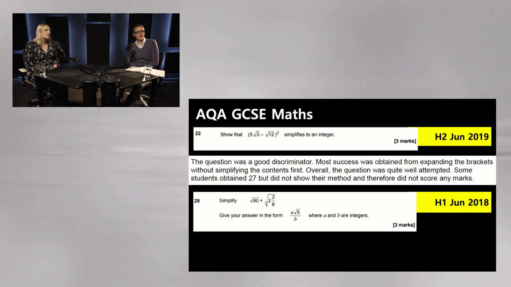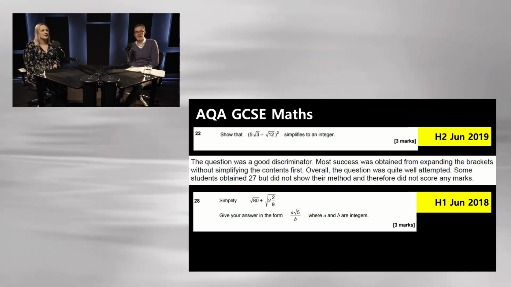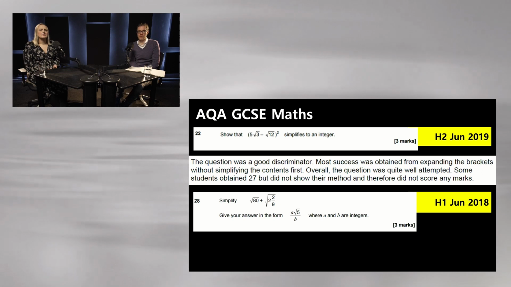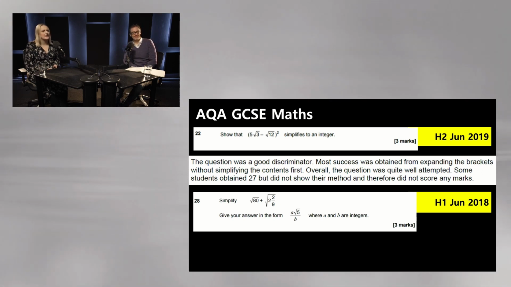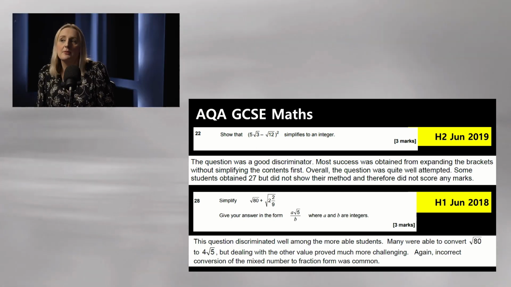It's quite hard adding, and there's some rationalising. There's no rationalising there, but there might be. These are good to do for teachers before they teach the topic definitely, as well. Teachers have to be 100% confident with these. Definitely. This one again discriminated well.